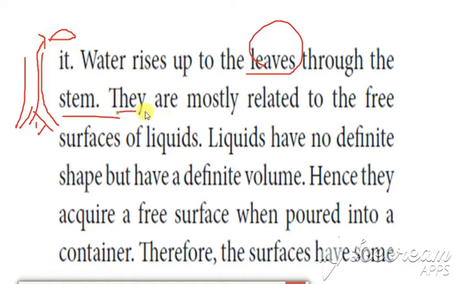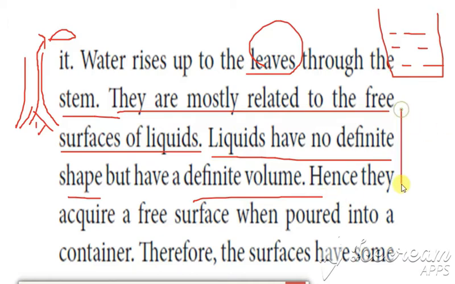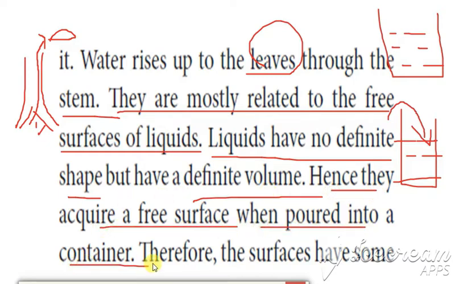Then, they are mostly related to the free surfaces of the liquid. So these are all the properties which are related to the free surface of the liquid. We can say that liquids do not have any definite shape and definite volume. Whatever container we are pouring into, the liquid takes the shape and the volume of the container. Hence they acquire a free surface when poured into a container. Any shape of container you pour into, it just takes the shape of that container.